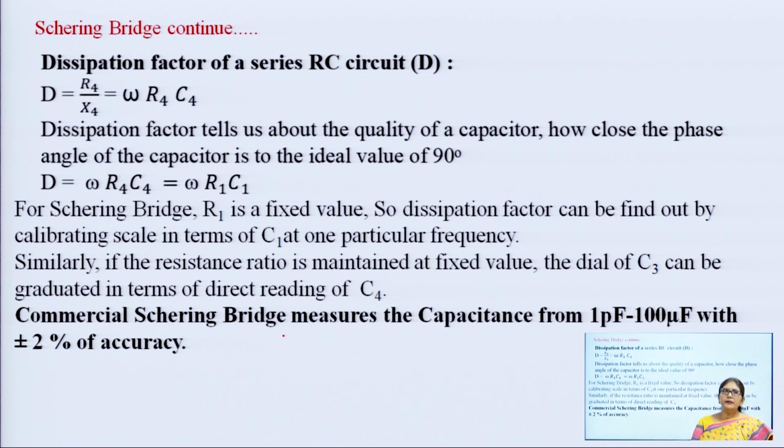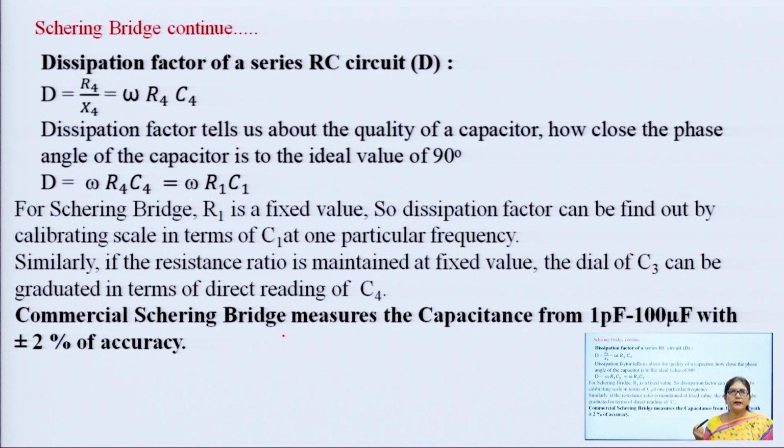So, we can measure the dissipation factor also by using this Schering bridge. So, we know that the dissipation factor in a series RC circuit is D equal to resistance by capacitive reactance, so R4 by X4. So, X4 is equal to 1 by omega C4. So, it is omega R4 C4. So, that is the dissipation factor, and that is equivalent to omega R1 C1.